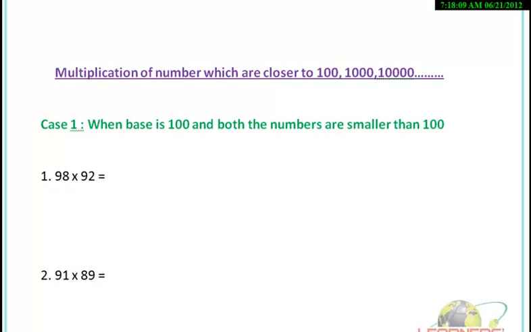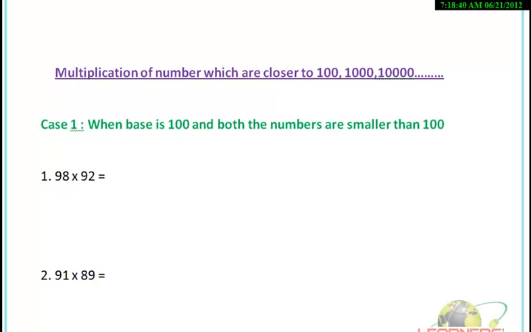In the series, first of all, let's take multiplication of numbers which are closer to 100,000, 10,000, etc. As a first case, we'll be taking when the base is 100 and both the numbers are smaller than 100.